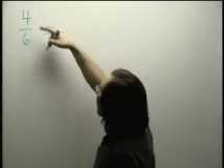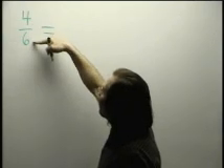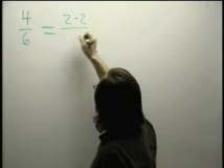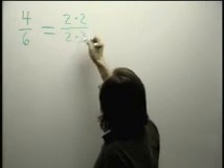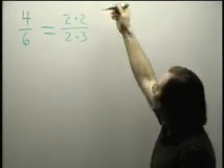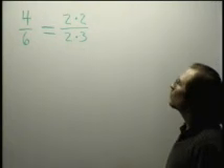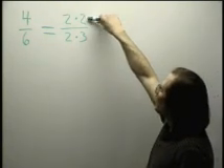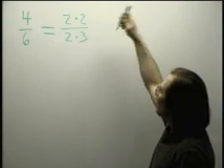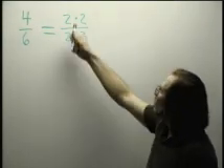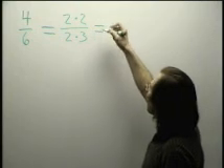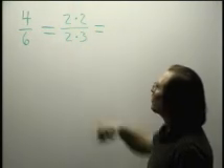Well, by observing that both of these have a factor of 2 in common. 4 is 2 times 2, 6 is 2 times 3. And I can observe that because I just factored the numerator and the denominator. Well, now that I know there's a 2 in common, what I can do is divide that 2 out.